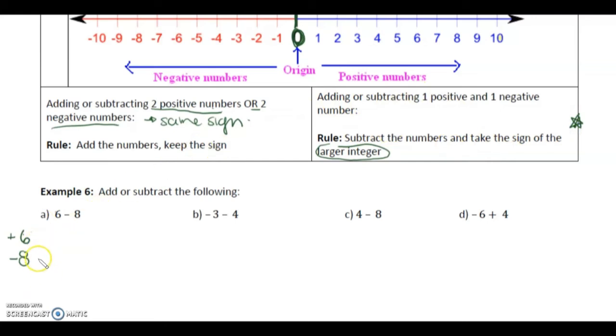We're going to subtract the numbers. So say for example, 8 minus 6 is 2. And then we're going to take the sign of the larger number. When we talk about just the number, we're only talking about the 6 portion or the 8. Well, we have more negative than we do positive, so -8, so this is going to be -2.